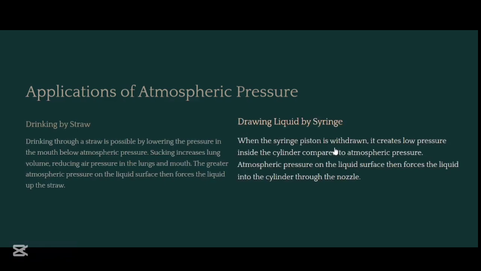Drawing liquid by a syringe. When the syringe piston is withdrawn, it creates a low pressure inside the cylinder compared to atmospheric pressure. Atmospheric pressure on the liquid surface then forces the liquid into the cylinder through the nozzle.